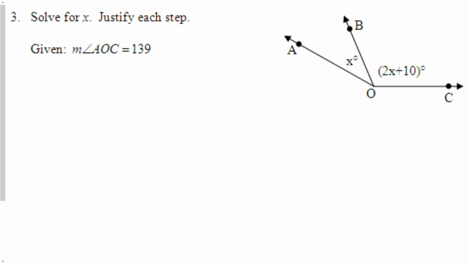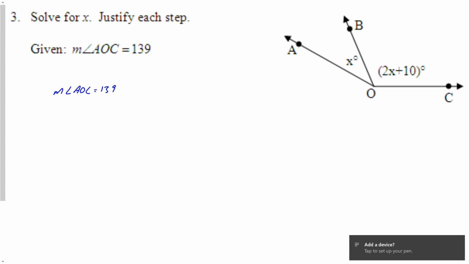So here's an example of a problem that we've solved other problems similar to. But now notice in the problem itself it says we have to justify each step. We have to tell what property we're using or how we know we can say what we just put on paper. So the first thing that we're always going to start with is the information that we're given. So in this case, I have to state that the measure of angle AOC is equal to 139. The reason I know that is that it's given.